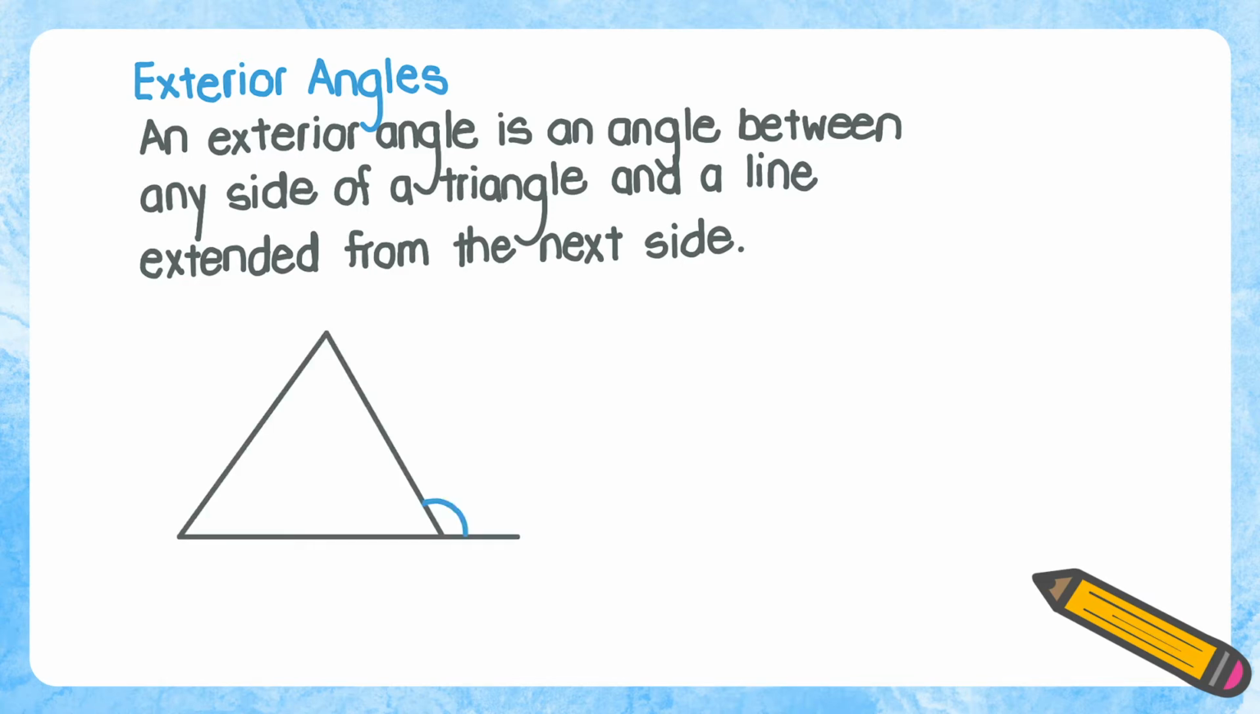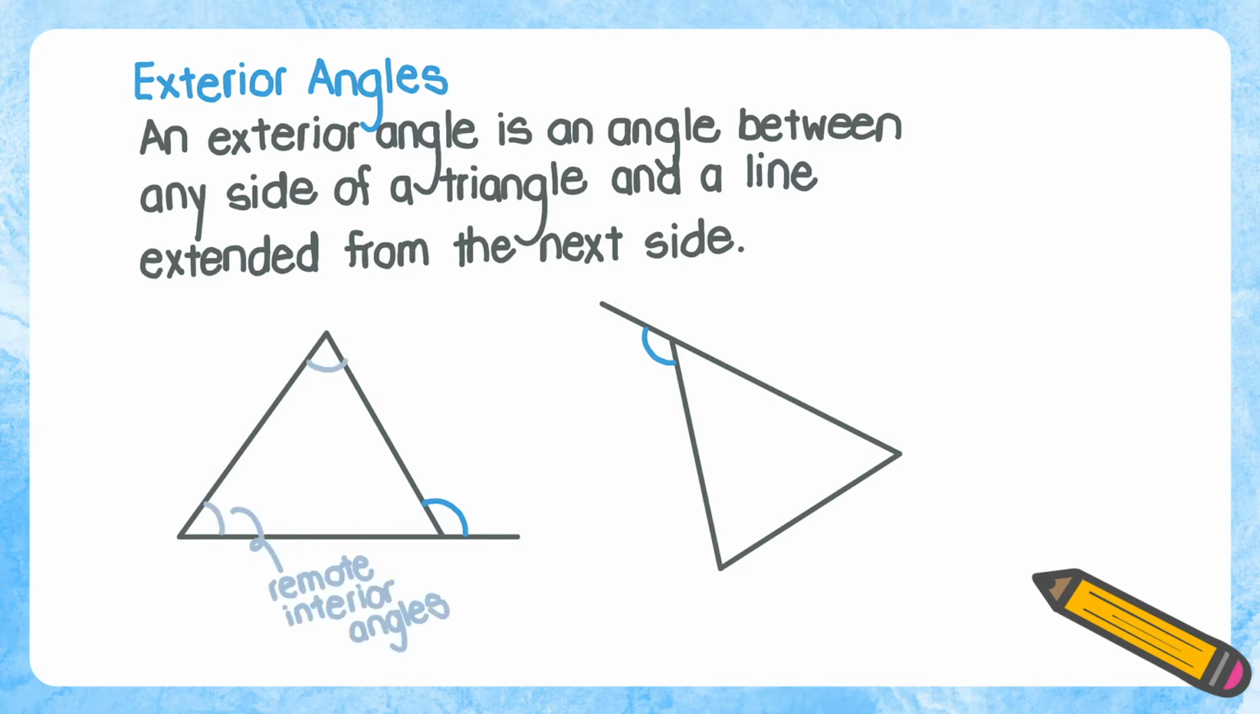So here is an example of an exterior angle. Notice how we have a triangle and one side is extended. The exterior angle, the angle on the outside, is created by the extension of one of the sides of this triangle. Here's another example of an exterior angle.